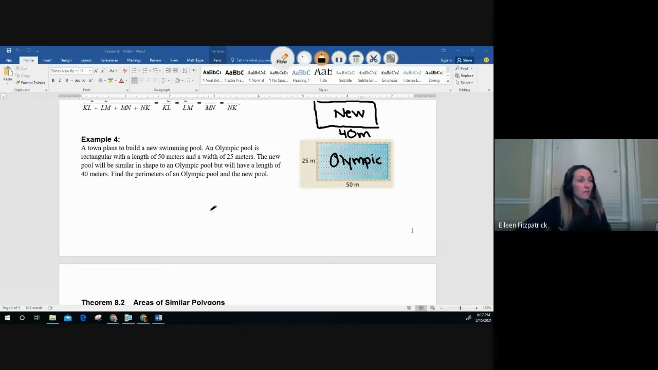Okay. Now, remember what I said? Oh, by the way, it says find the perimeter of the Olympic pool and the new pool. Okay. So let's find the perimeter of the Olympic pool because we can, right? We know all the side lengths. So perimeter of Olympic.